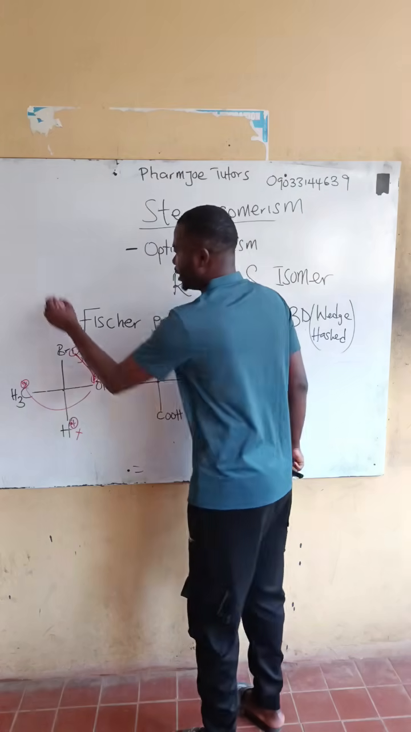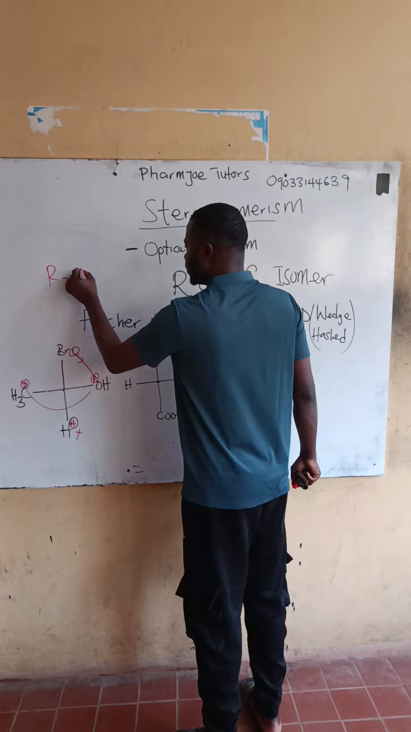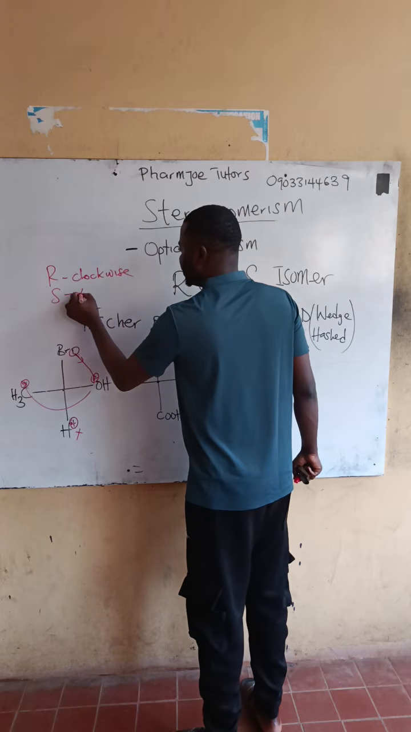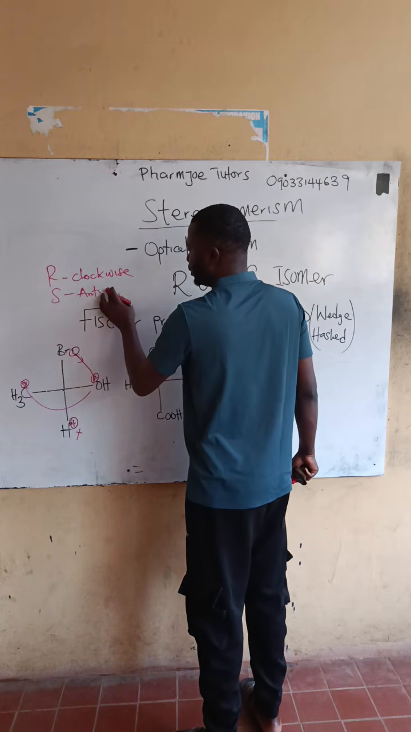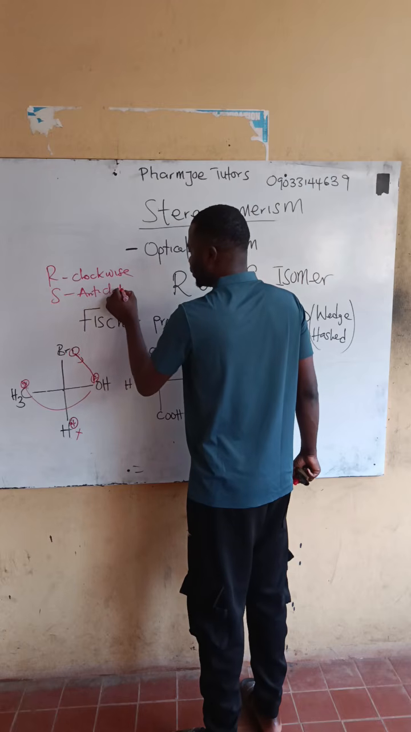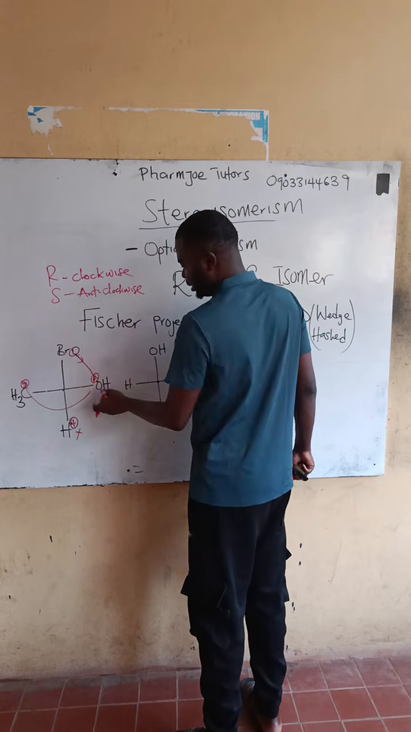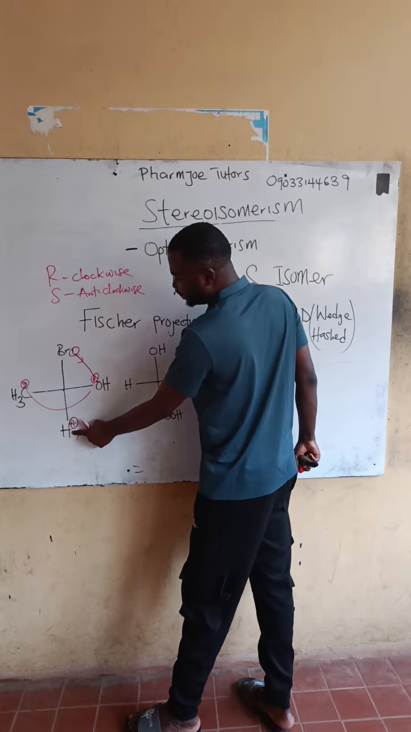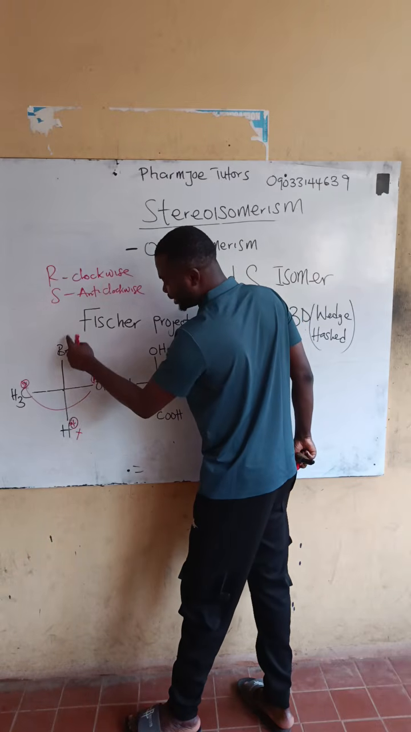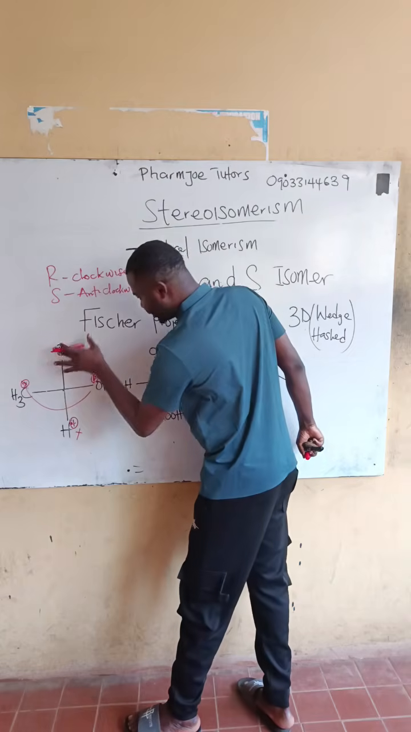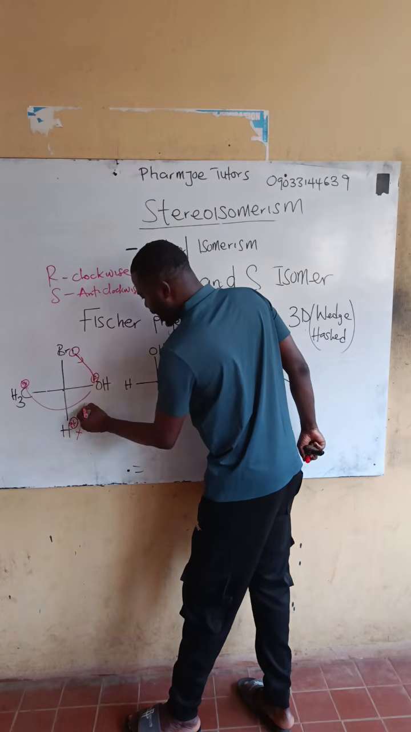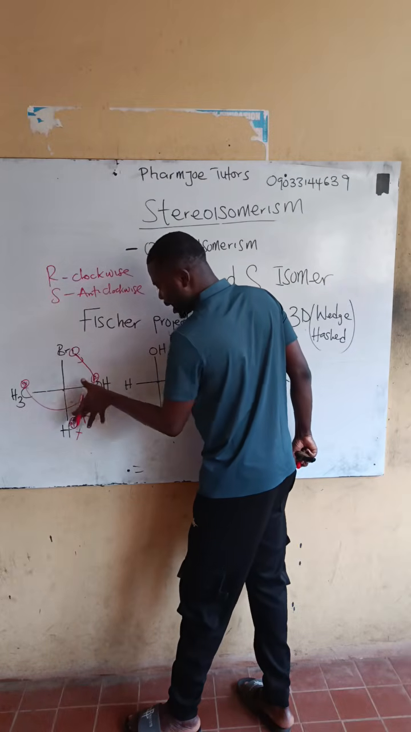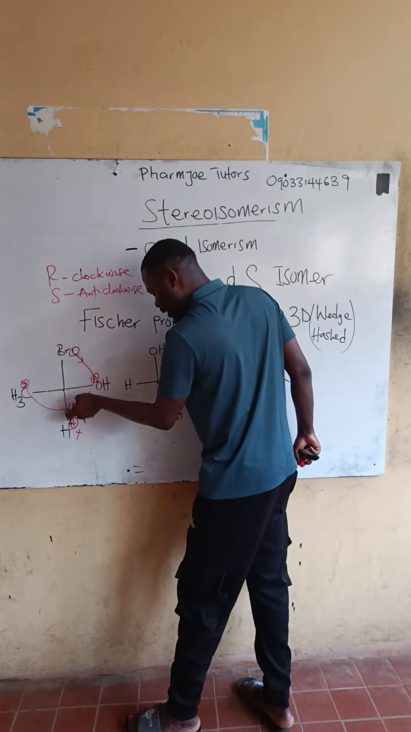And anytime it is clockwise, it is R, and if it is anti-clockwise, it is S. Now, in this case, we are going in the clockwise manner, and our hydrogen, which is the least priority, is already on the vertical line, pointing away from us. So I can clearly see that this carbon here is an R isomer. That means this chiral carbon is assigned R.